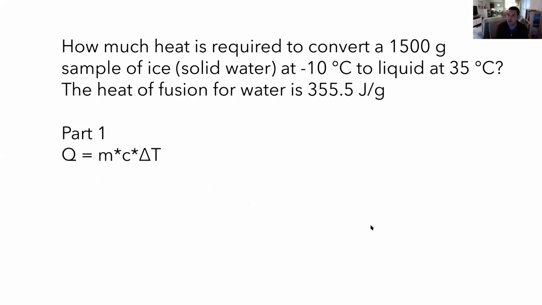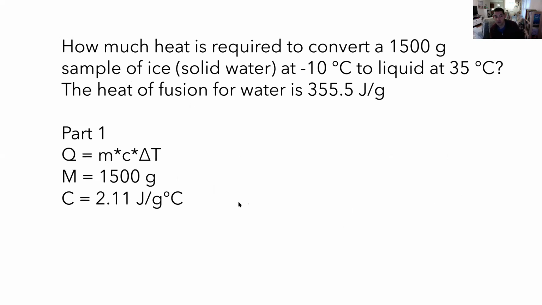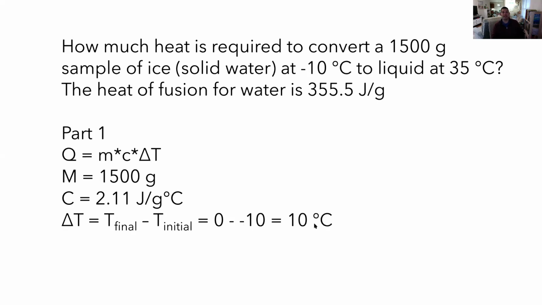We're using the formula Q equals mc delta T. We reviewed it at the beginning of this video. We've seen it in the past. We are good to go here. Mass, 1,500 grams. This is the sample of ice. The specific heat for ice, for solid water, 2.11 joules per gram degrees Celsius. And the delta T is T final minus T initial. The final temperature of the ice, not of the whole thing, but just of the ice, is 0 degrees Celsius. The initial temperature of the ice was negative 10, so 0 minus negative 10, we get a double negative. The change in temperature, 10 degrees Celsius.